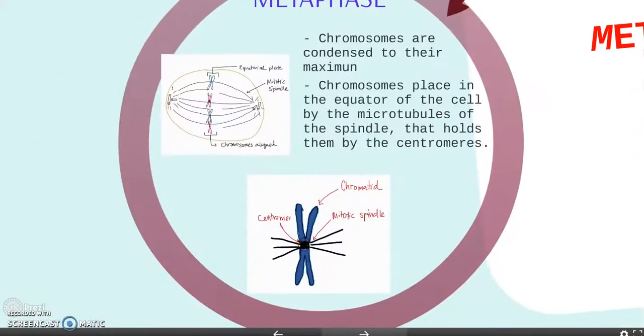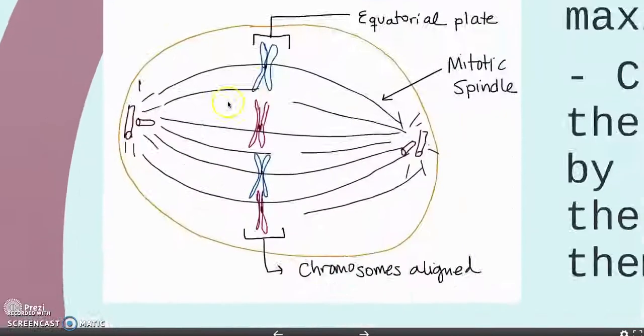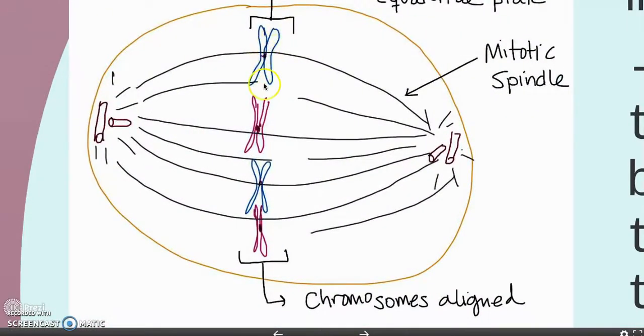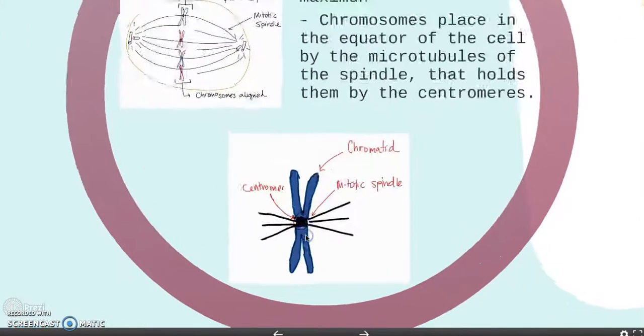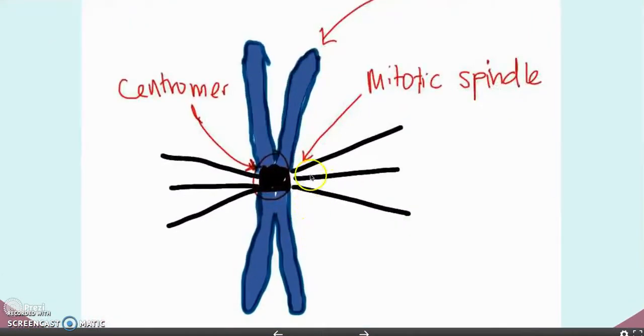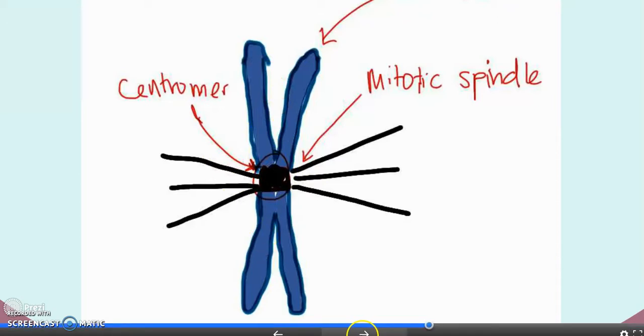During metaphase, chromosomes appear completely condensed, fully condensed. They are going to be aligned and placed in the equatorial plate in the center of the cell, and they are located there by the spindle. Here we can see how a chromosome is held by the spindle microtubules that catch the centromere and place the chromosome in the middle of the cell.